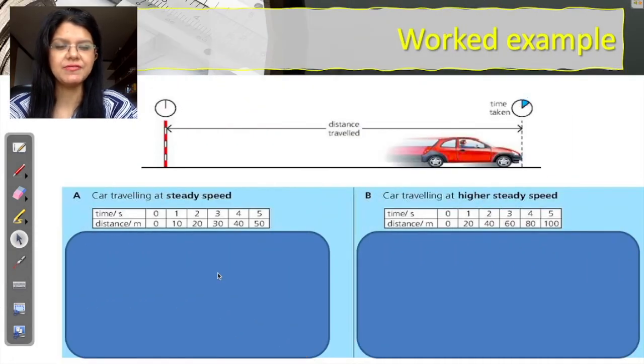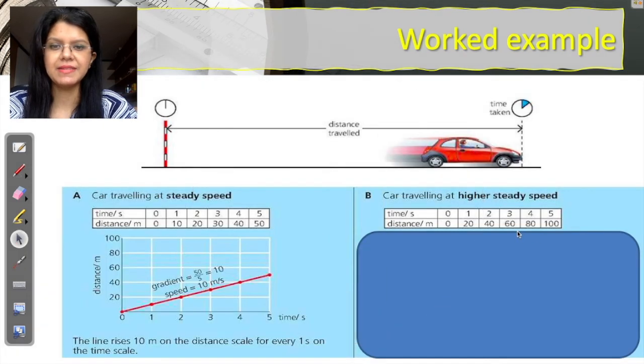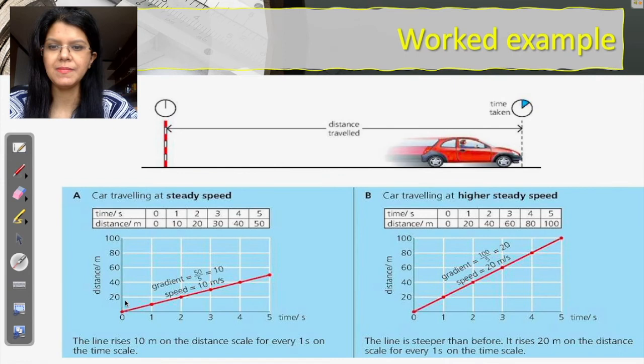So here we have a few worked examples. You can pause for a moment. Please draw these graphs yourself to understand how the distance time graph looks when the speed is constant. Both the graphs will give you graphs of a constant speed. Let's look at the answers.